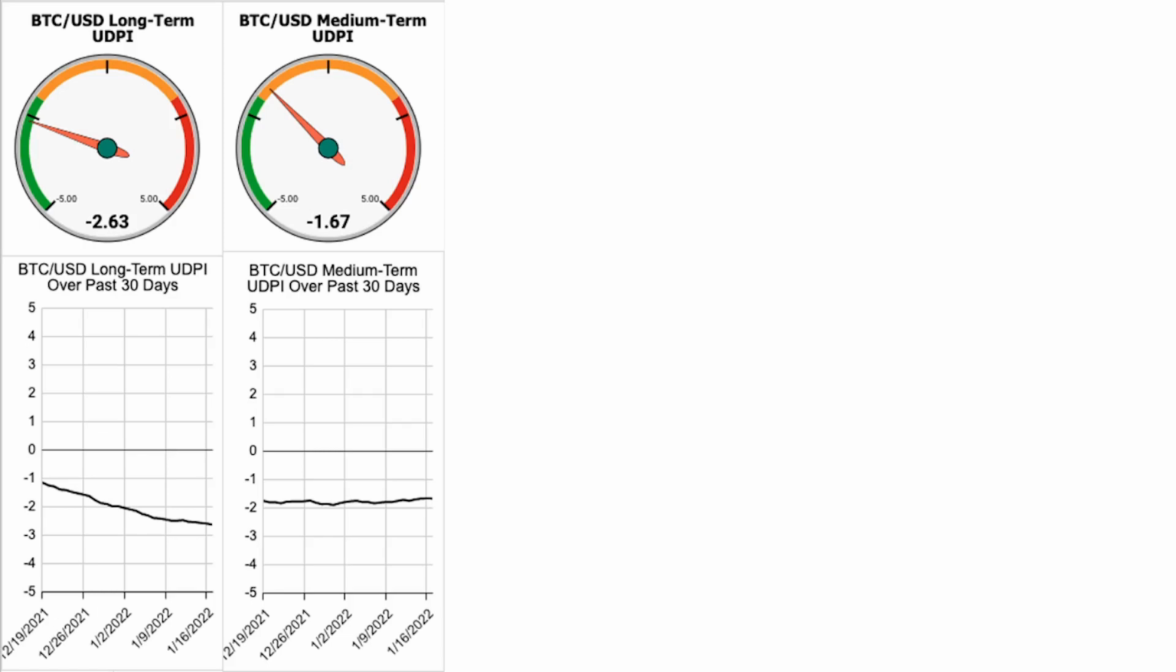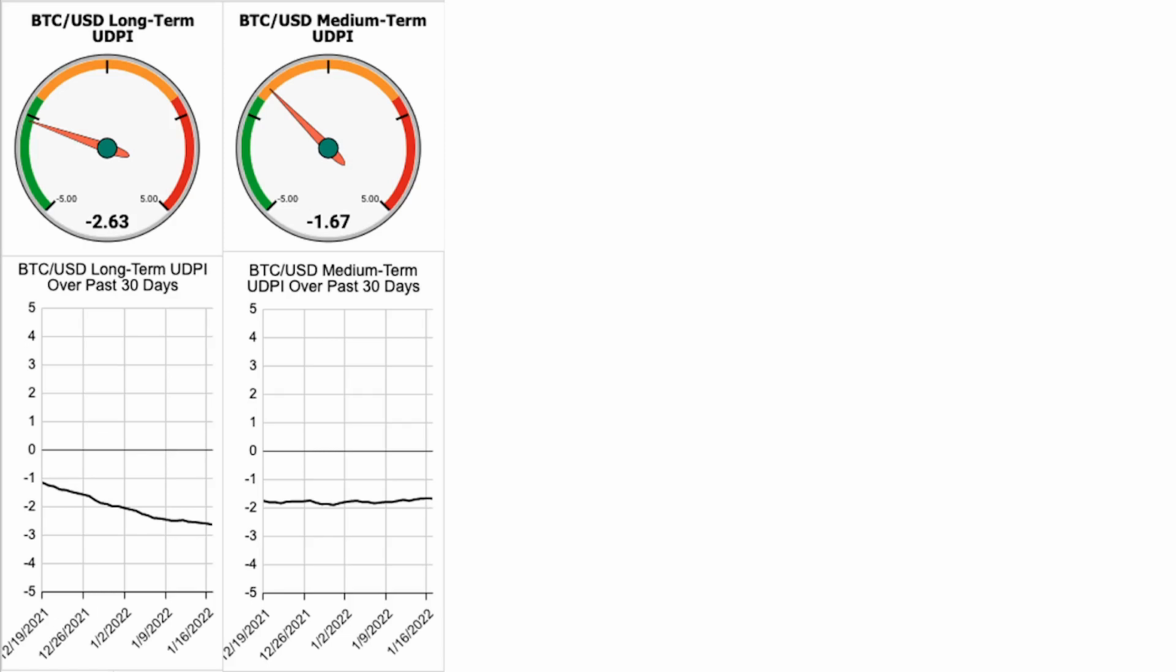When you see a red reading, especially higher readings closer to 5, that indicates higher risk, more downside potential, and less upside potential. And so we have these for multiple time frames. We actually work with 3 time frames. I'm going to be focusing on 2 in this video.